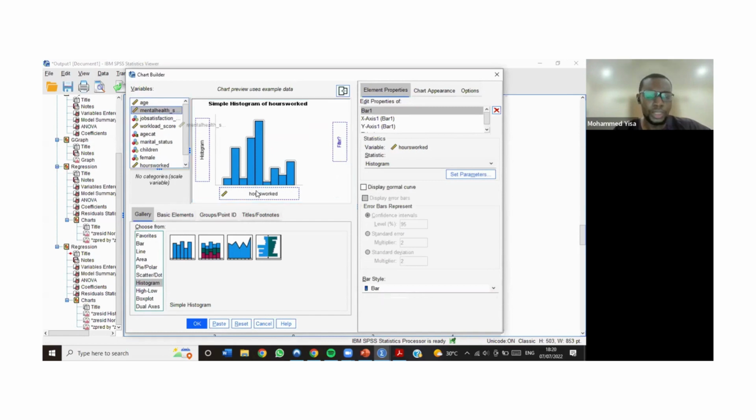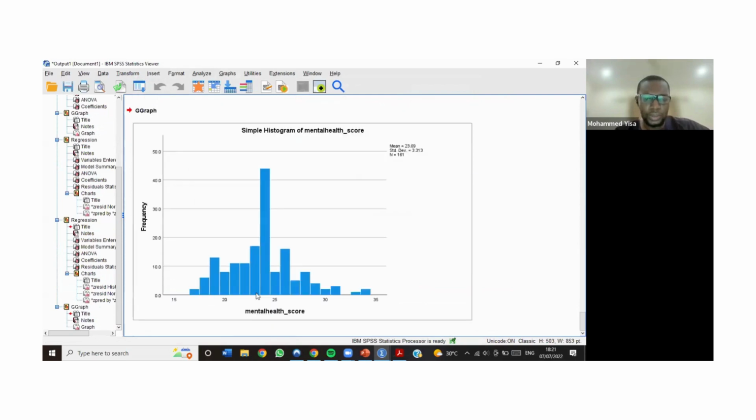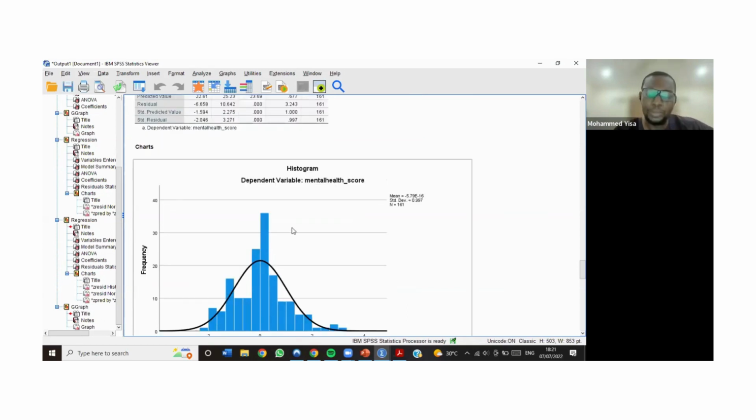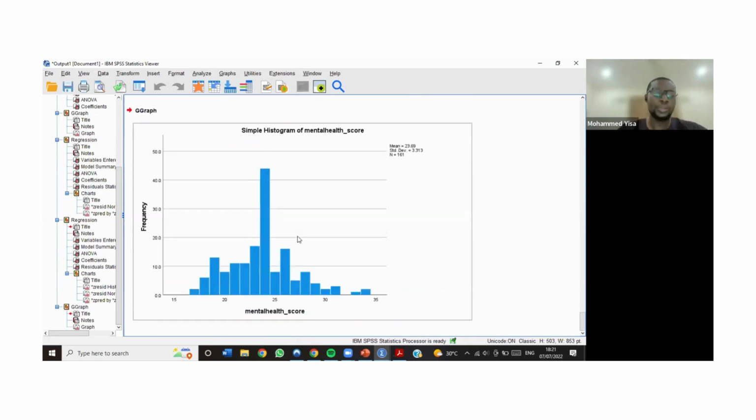Where is the mental health score? Bring it here to the horizontal axis, and then we click on OK. Okay, so this looks like it's normally distributed. So one of them is normally distributed, and the residuals are normally distributed, but then there's no linear relationship between the two of them.